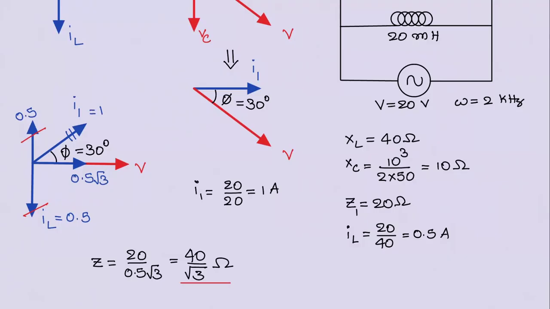What is question number 7? Current in the capacitor, we calculated 1 ampere. Phase difference between total current and voltage, 0 degrees. Total current and voltage, 0 degrees, right? That's it. Nothing else.